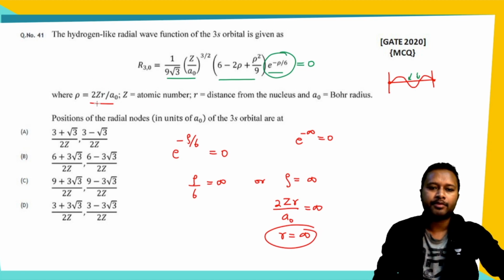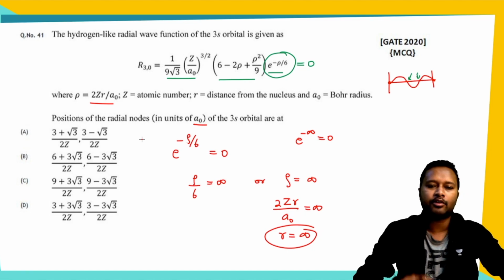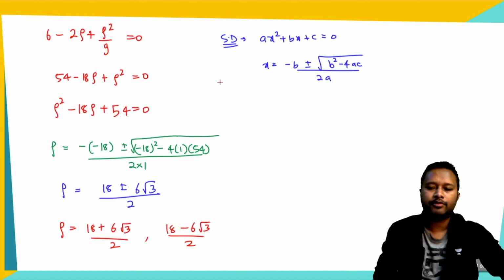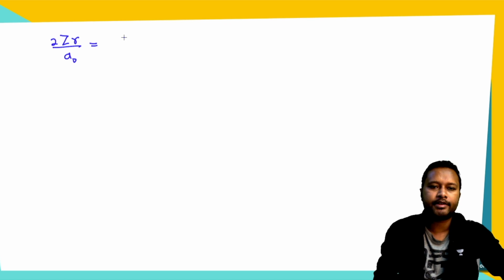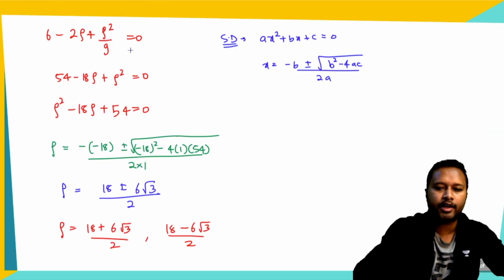You have to substitute the value of rho as 2Zr upon a naught, and you have to give the answer in terms of a naught. So just put the values of rho now and calculate the value of r. r is what you have to find out. If you substitute that, I'm going to do it on the next slide. So 2Zr upon a naught is equal to 18 plus 6 root 3 upon 2, right? This is what I have got.